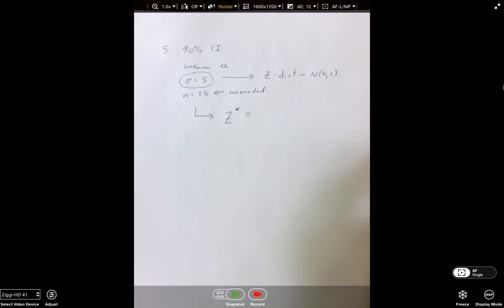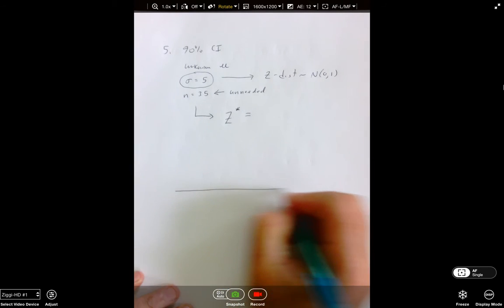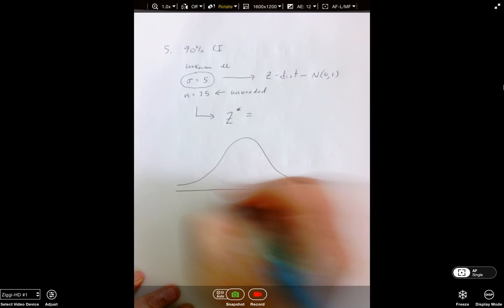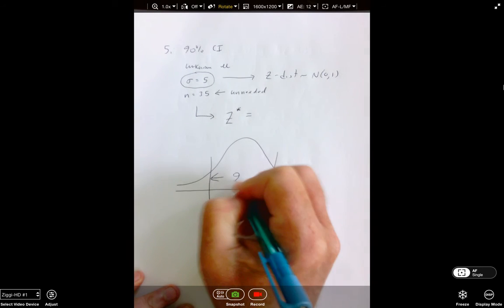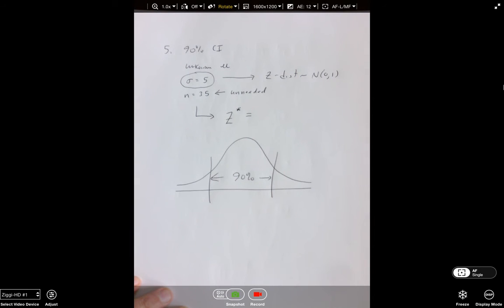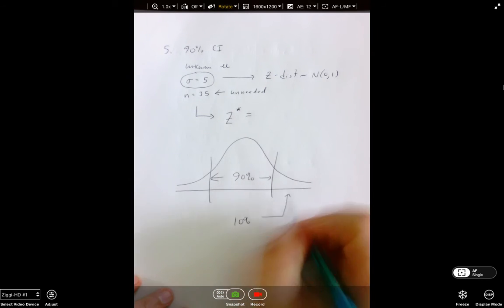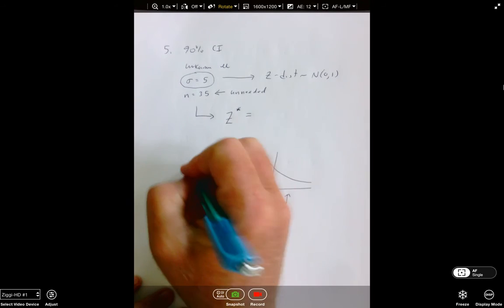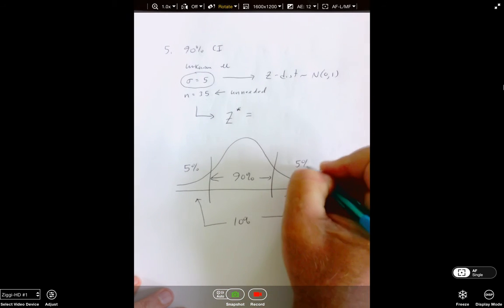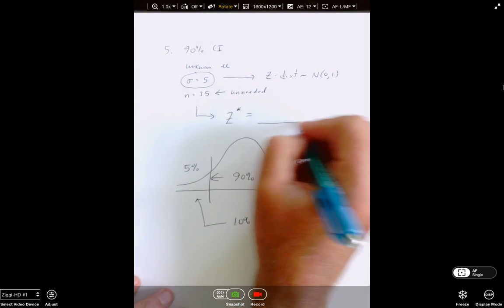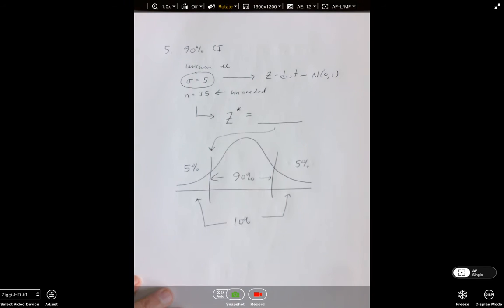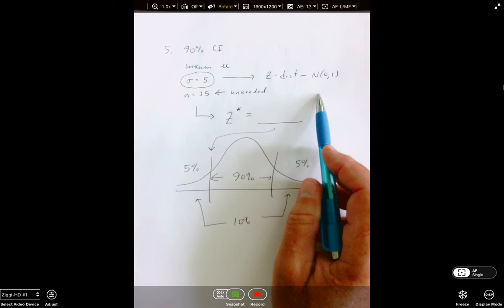So therefore, we need the z-critical for the 90% confidence interval. So guys, what do we do? Well, just like we've always done. Put the level in the middle. We ask ourselves, how much is missing? Put half of it here, put half of it here. So this value, which resides right there, is going to have 5% of the distribution to the left of it with mean 0, standard deviation 1.